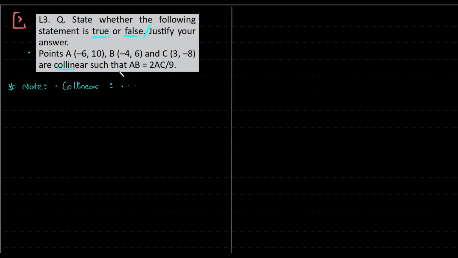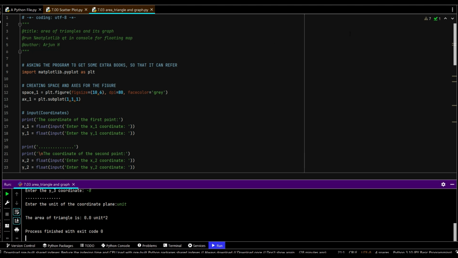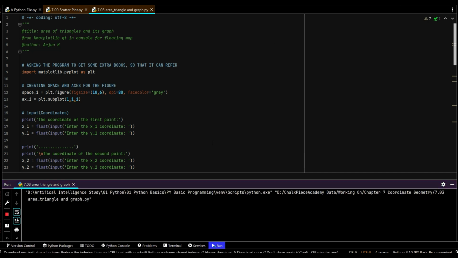Actually, I'll show the answer itself. The first part though I can answer. Such that AB is equal to 2 times of AC by 9, that I can't answer, but I can give you guys the idea about collinear. Okay, so let me simulate this and show it to you guys.